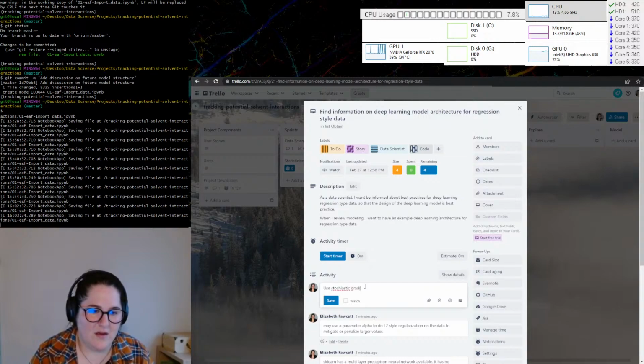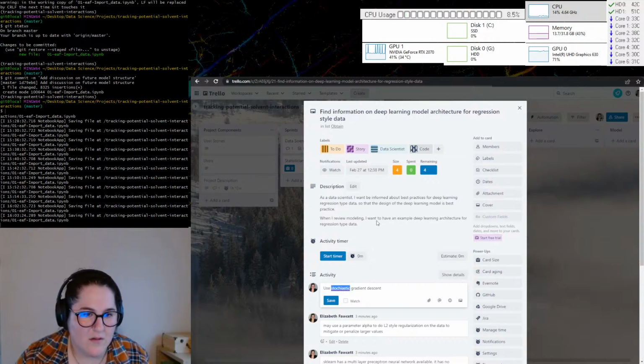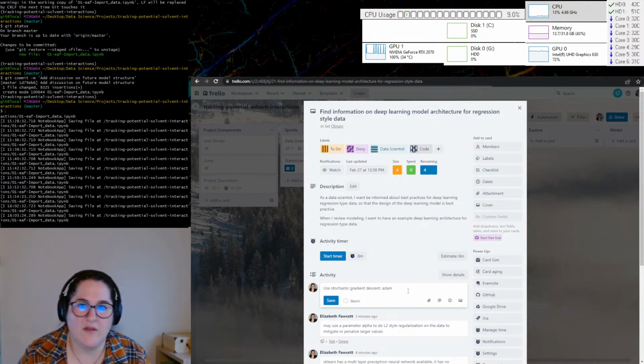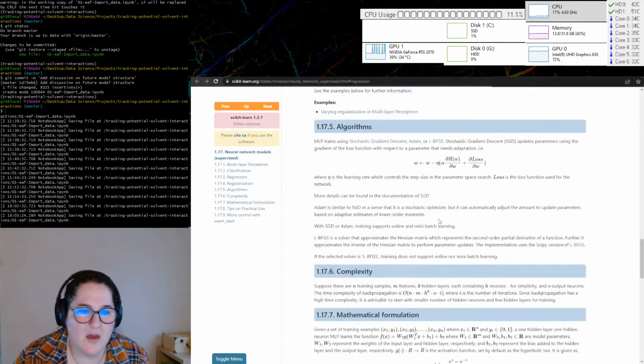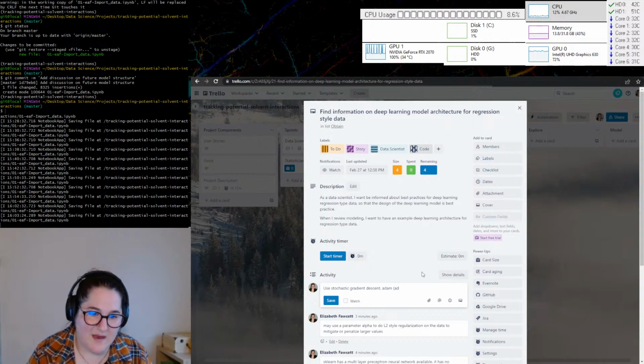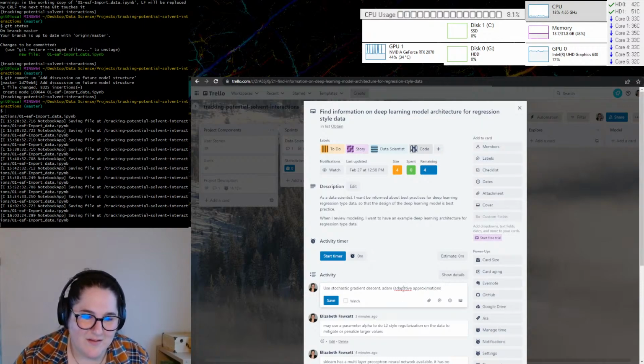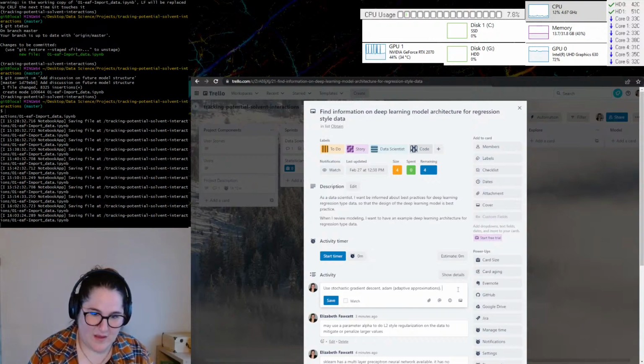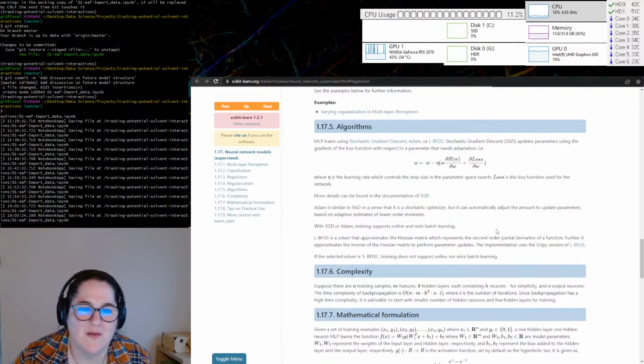So here I want to add a note that you can use the stochastic gradient descent. The ADAM, it said, online and mini batch learning, that's good. But it automatically adjusts to update parameters. So the ADAM uses adaptive, that's kind of funny, adaptive approximations. That's probably where they got the abbreviation ADAM. And then there's the L-BFGS. I'm not going to call it that forever, but it's kind of funny to me and it's helping me spell it.